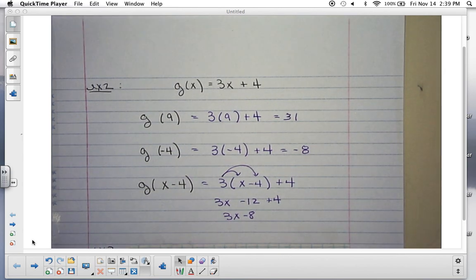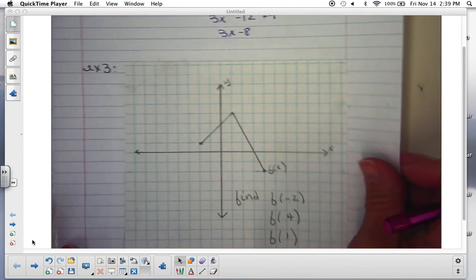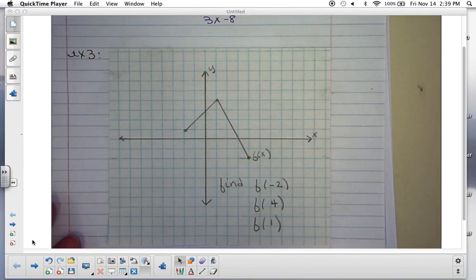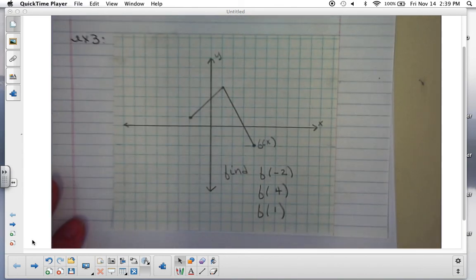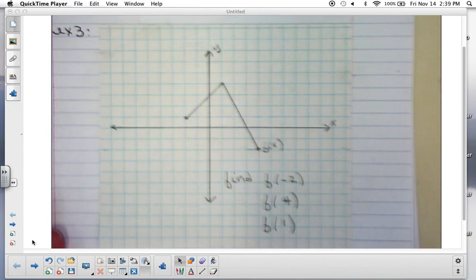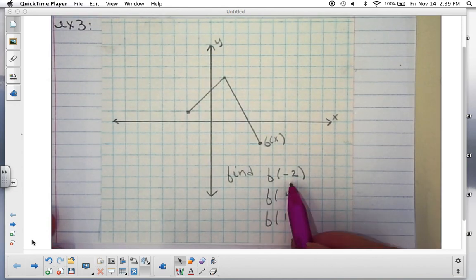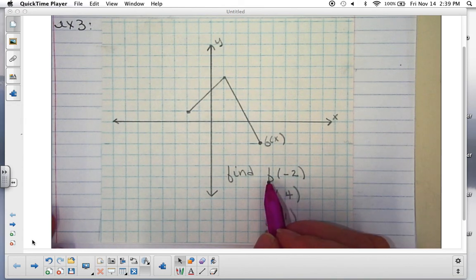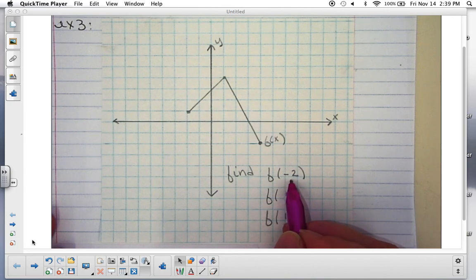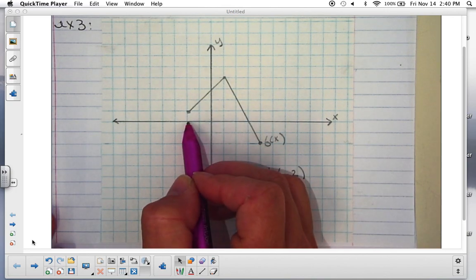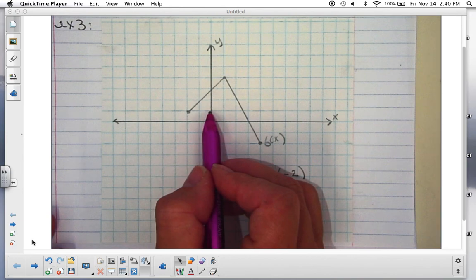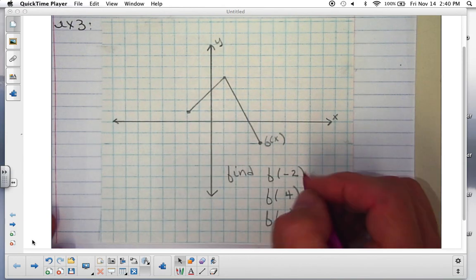All right, example 3, our last example, is they can ask you to find f of 2 or f of 4 with a graph instead of an equation. So if they do that here, you're going to use this graph and just find f of negative 2. Again, remember, this is just saying what is the y when x is negative 2. So you're going to go to negative 2 on the x, go up to the graph, and read the corresponding y. This answer is 1.